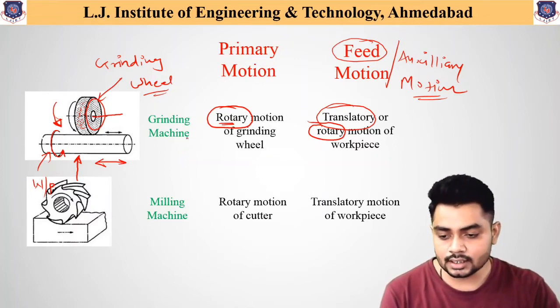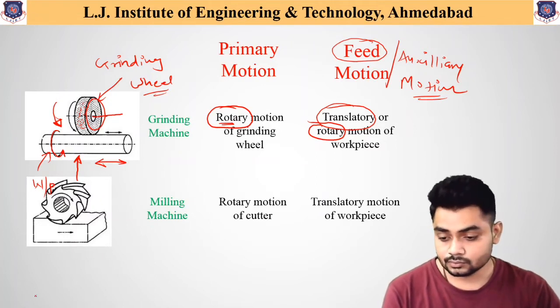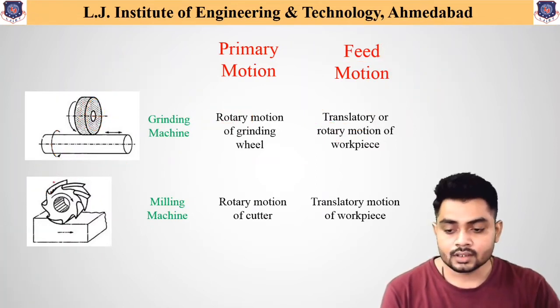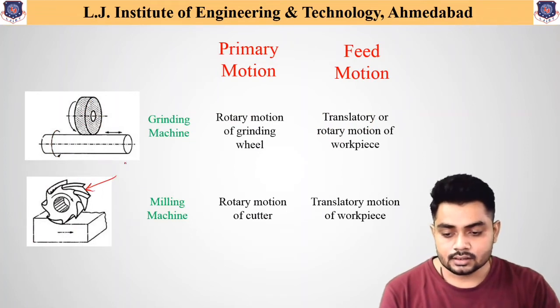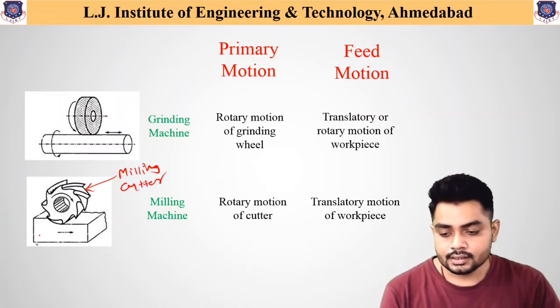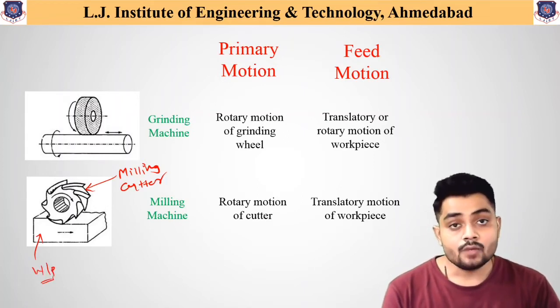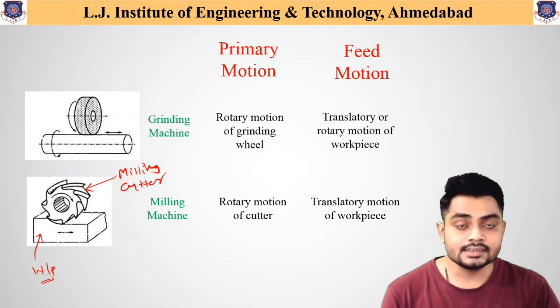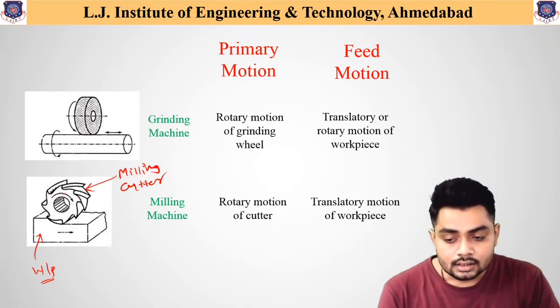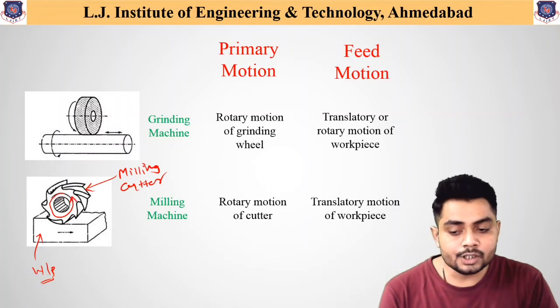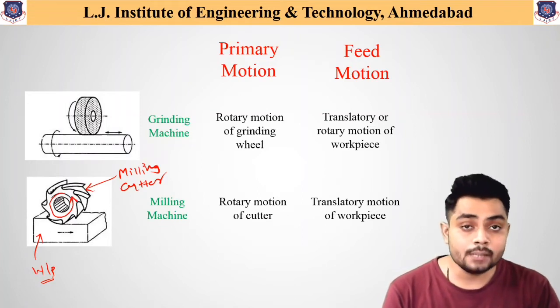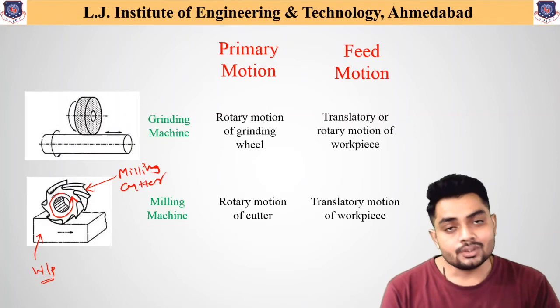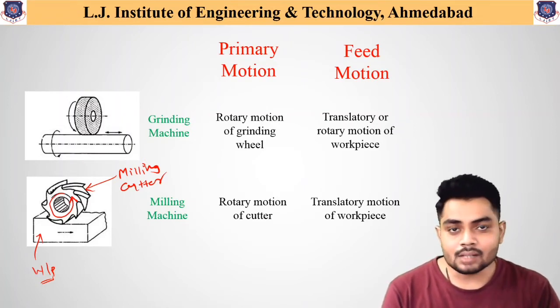So you can see over here, this is the milling cutter and this part is the workpiece. So now if we want to machine this workpiece, then what needs to be done? This milling cutter needs to be rotated maybe in a clockwise direction or maybe in the anti-clockwise direction. So that is nothing but the primary requirement for cutting purpose.